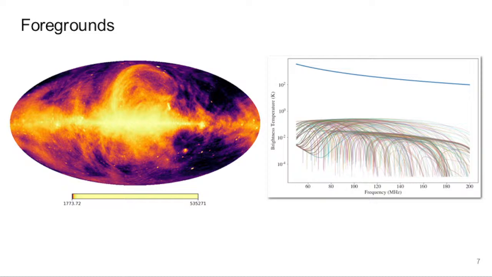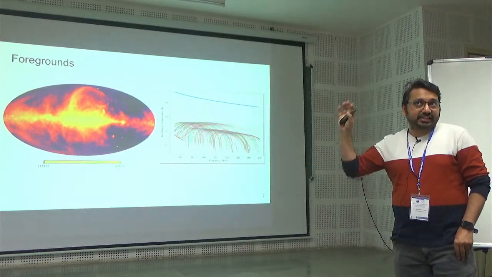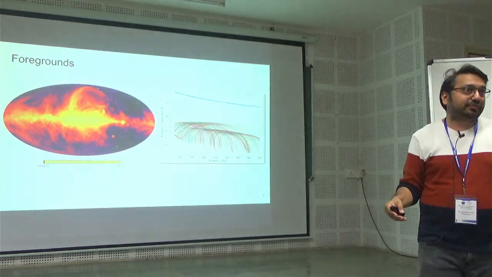And as mentioned here, the differential brightness temperature is around tens of millikelvin. So on the same scale, you can overlay this. This is thousands of Kelvin in the coldest region. And by the time you reach the center of the galaxy, which is really the brightest region in the radio sky, you really go to tens of thousands of Kelvin.